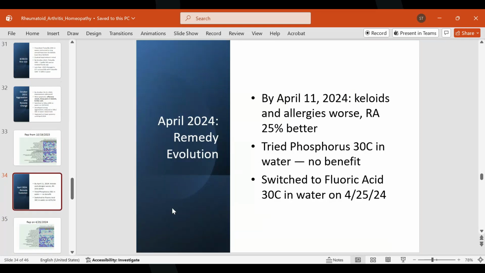Then April 2024, the keloids and the allergies were worse. Why are the keloids worse, Bob? I'm sorry, I didn't hear that. Why are the keloids worse?